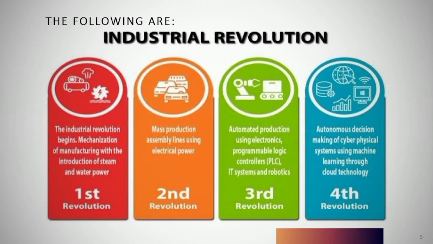Next are the following Industrial Revolutions. First revolution, second revolution, third revolution, and fourth revolution. Now let's proceed to the first revolution, wherein the Industrial Revolution begins. Mechanization of manufacturing with the introduction of steam and water powers.